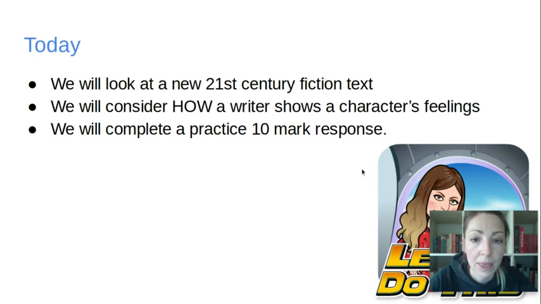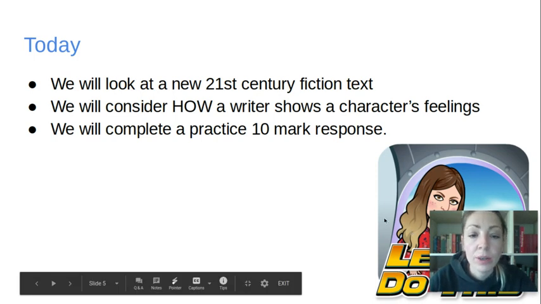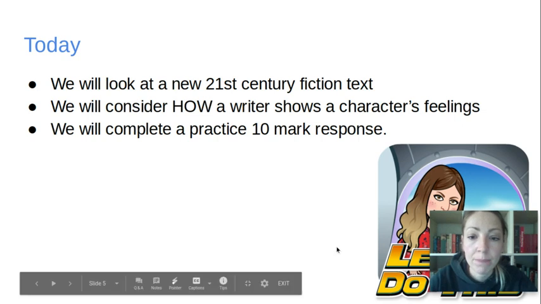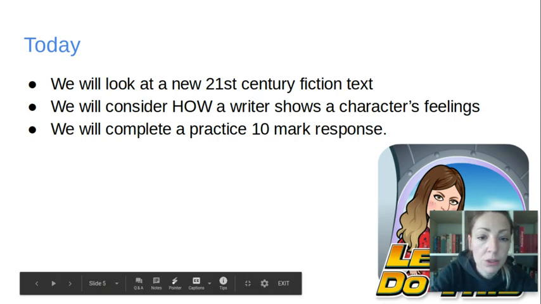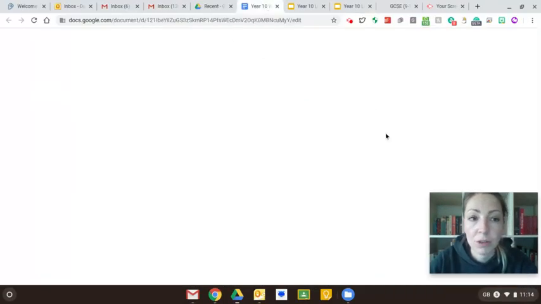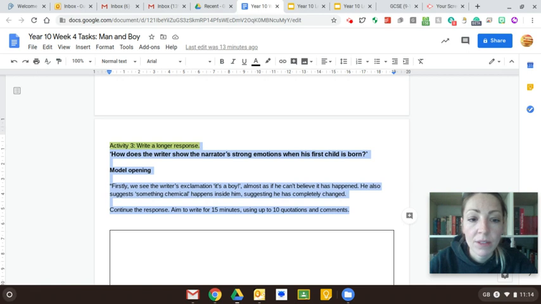Okay, so today we're going to look at a new 20th century fiction text. We're going to consider how a writer shows a character's feelings, and we're going to complete a practice 10-mark response, and that's what's going to be submitted to your teacher. So when I'm talking about the document that you need, this is what you should have open in front of you. It's called Year 10, Week 4, Man and Boy. And it's got all of the extracts that you need on it. So make sure you've got that open, please.